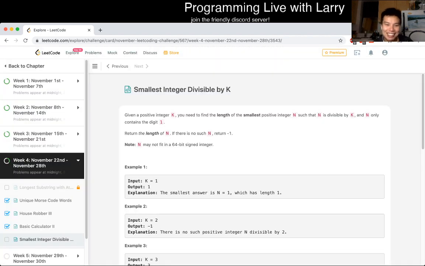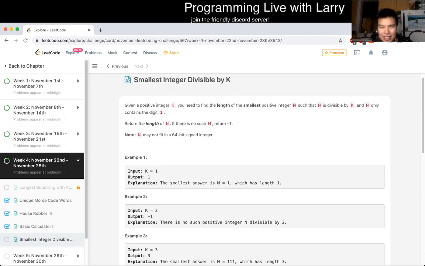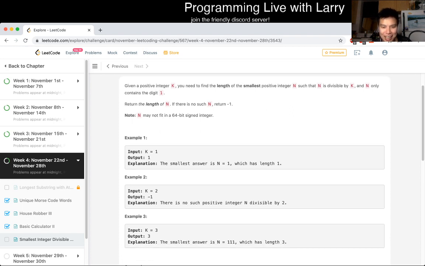The smallest integer divisible by k. Given a number k, find the length of the smallest positive integer n such that n is what? And I have to look at an example. These are terrible examples.